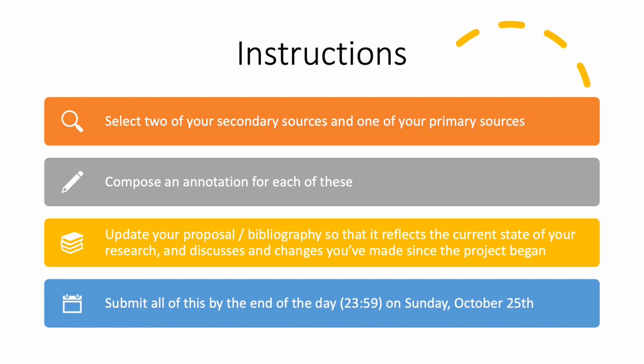Once you've got those 3 sources chosen, the next step is obviously to compose the annotations. And I'm going to talk specifically about what should go into these in a moment. For now, let me just say that each annotation should be around 2 full-sized paragraphs. There isn't a maximum or minimum word count for this assignment, but if you think you have 3 annotations, each of them is 2 paragraphs, this is going to be about a 6-paragraph paper-ish thing.